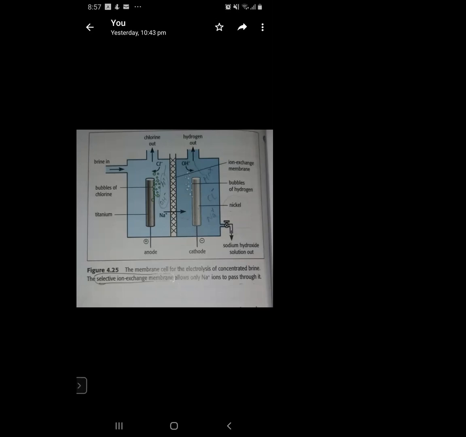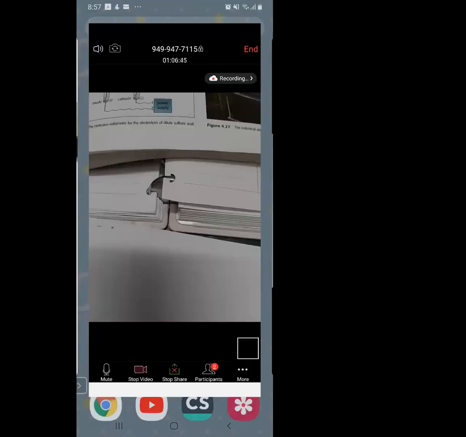Okay, and what else? That's that. If you have any question, ask me. We will discuss electroplating and the purification of copper in the next class. If you have any question, ask me. Otherwise, we will proceed on to the questions of the book.